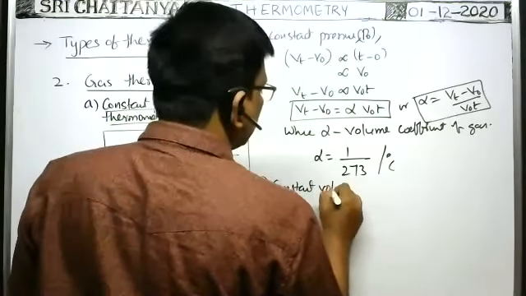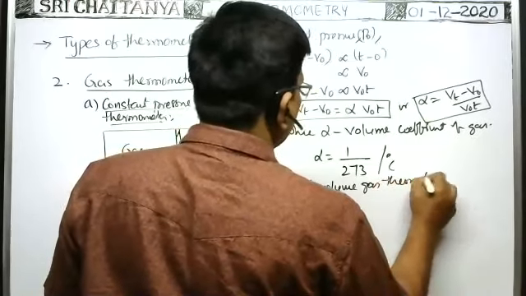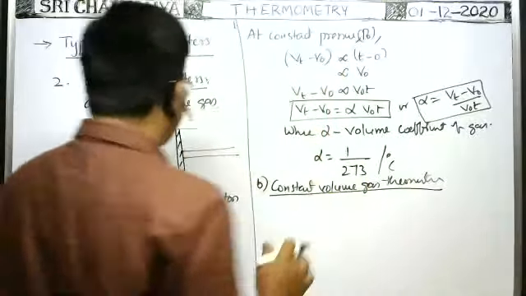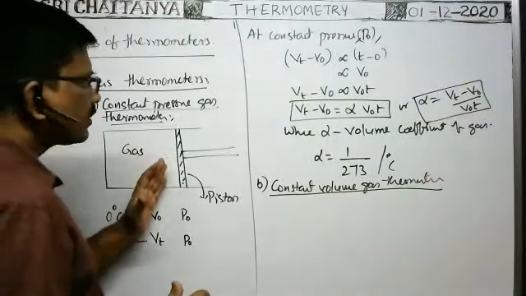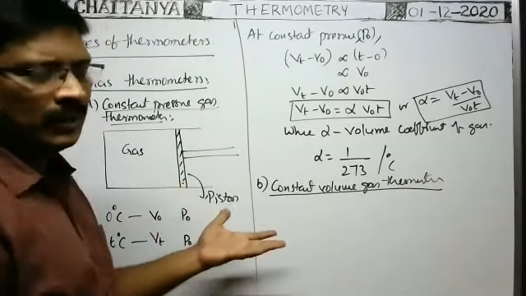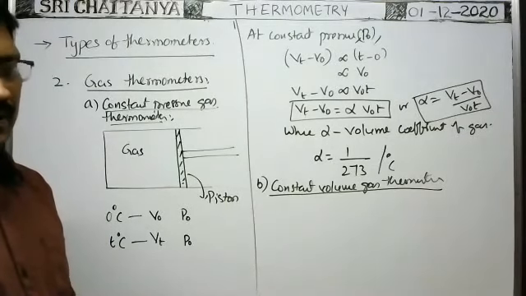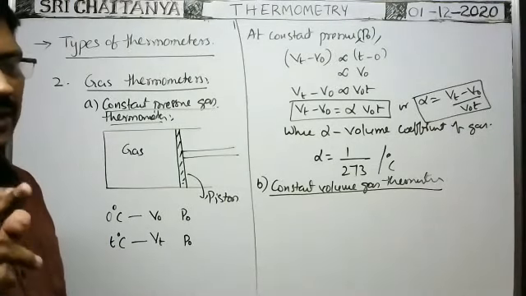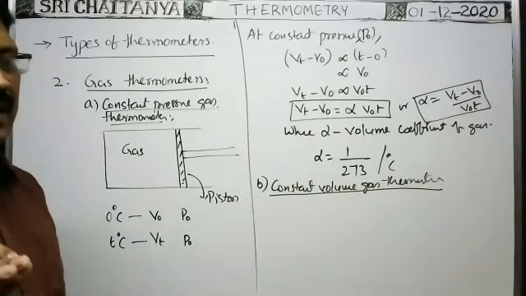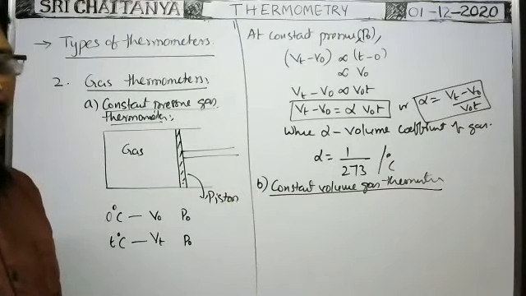Okay. Next, B, constant volume gas thermometer. In case of constant volume gas thermometer, same formula. At constant volume, when temperature of the gas increases, pressure increases. That is Charles second law. According to Charles second law or Gay-Lussac law, at constant volume, pressure of the gas is directly proportional to the given scale of temperature. We know Charles second law or Gay-Lussac law.